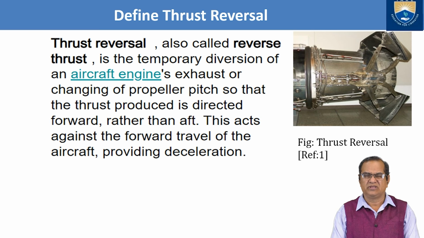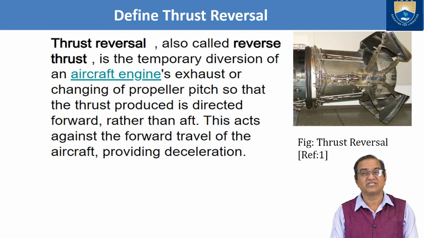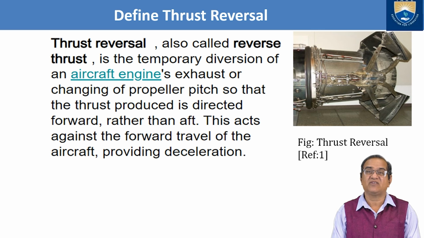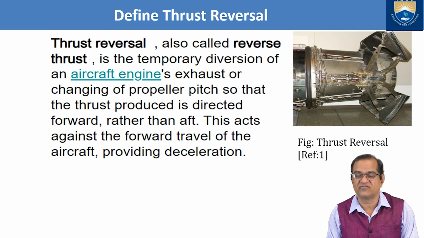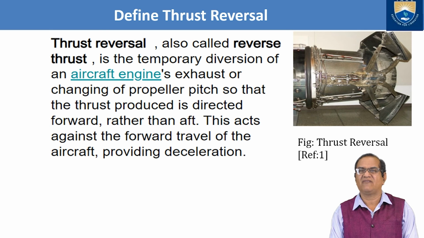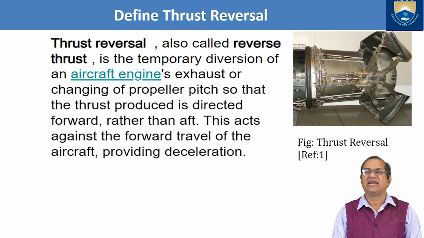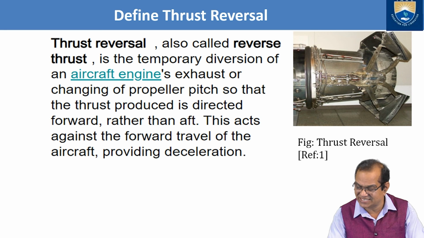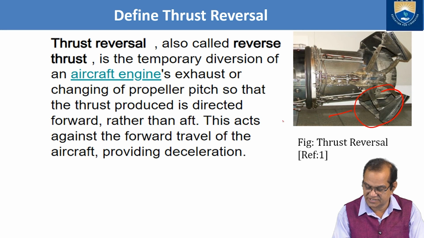So thrust reversal, also called reverse thrust, is the temporary diversion of the aircraft engine's exhaust or changing of propeller pitch so that the thrust produced is directed forward rather than aft. This acts against the forward travel of the aircraft, providing deceleration. So in this diagram you can see that these are the thrust reversals.